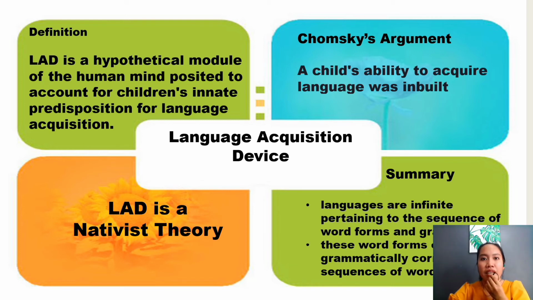A summary explaining LAD by Chomsky states that languages are infinite, pertaining to the sequence of word forms and grammar. Then these word forms organize grammatically correct sequences of words that can be pulled over a limited lexicon of each independent language. So that means that LAD is tasked to select from the infinite grammars that is then correct for the language that is presented to an individual.